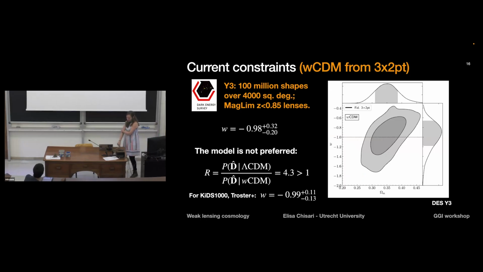Okay, so what about opening up the parameter space? That's a little bit difficult right now. We're not super sensitive yet to w0 wa. That will come in stage 4. But still, we can try to do this.